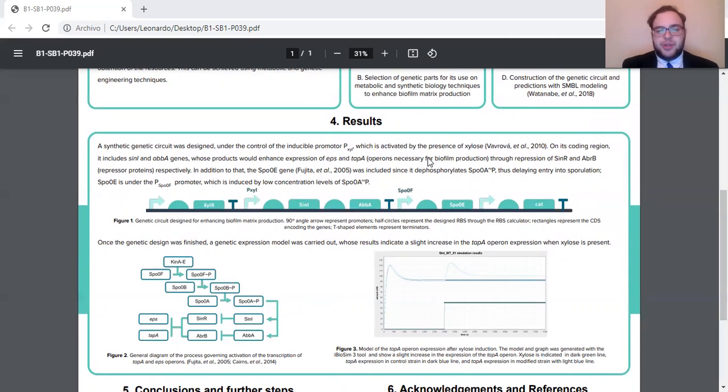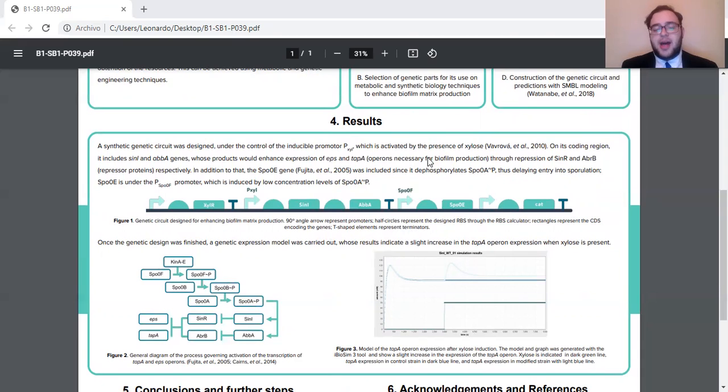Once the genetic circuit design was finished, we also wanted to analyze what its preliminary behavior would be in a model. Therefore, we used the iBioSim tool, which helped us predict how the circuit would behave once we added xylose. In the graph, we may observe in a dark green color the addition of xylose, which we can observe as a sudden increase in the concentration and a steady line maintained along the time. And in a light blue color, we may observe the induction of the tapA operon in the genetically modified strain, while in the dark blue color, we may observe the tapA operon expression in the control strain.